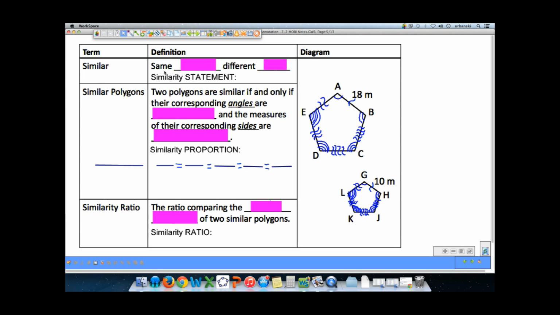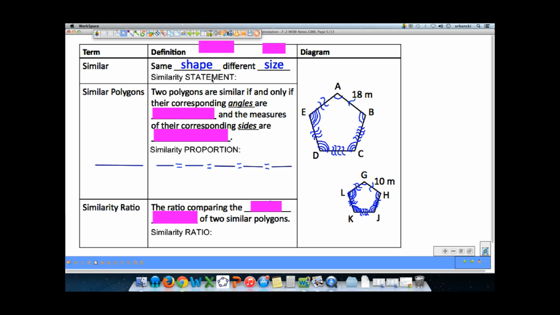Similar means that there are two objects that have the same shape, but a different size. Don't forget, you can hit pause or rewind if I'm going too fast. Same shape and different size. Look at these two pentagons right here. This one's larger, this one's smaller. But yet they have the exact same shape. If I drag this one on top, it would match.